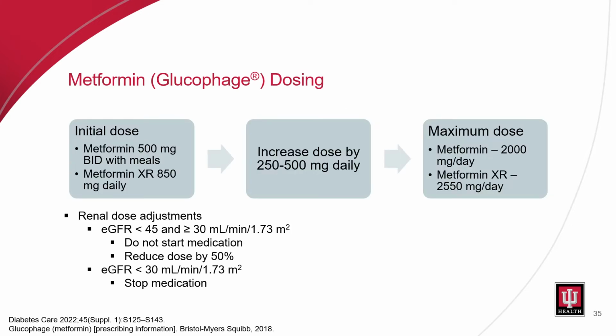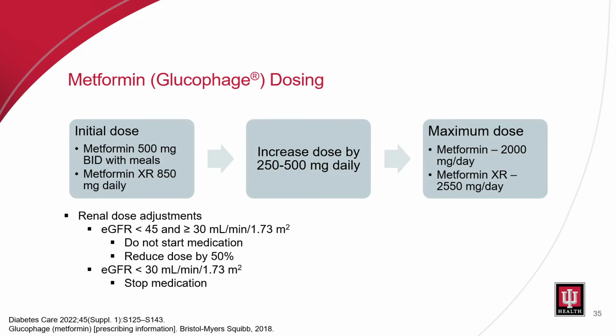The initial dose of metformin is 500 milligrams twice a day with meals if using the immediate release formulation, or 850 milligrams daily for the extended release formulation. Again, we will increase this slowly by 250 to 500 milligrams daily due to those GI side effects, to a maximum dose of metformin 2,000 milligrams per day, most often given as 1,000 milligrams twice per day for the immediate release formulation, and for metformin extended release at 2,550 milligrams per day, and that can be given in a once daily product. I do have the renal dose adjustments listed on this slide as well.